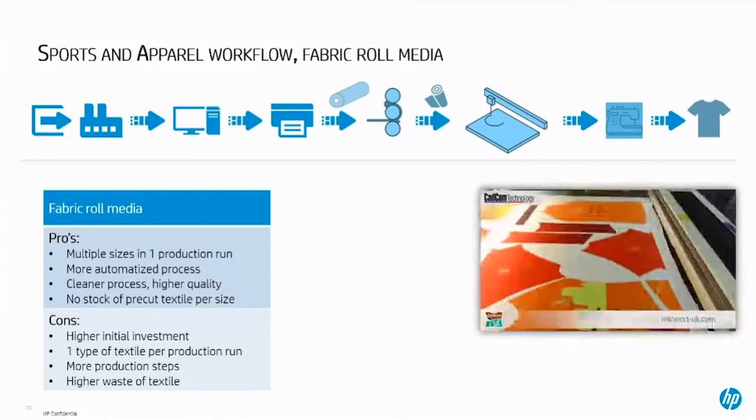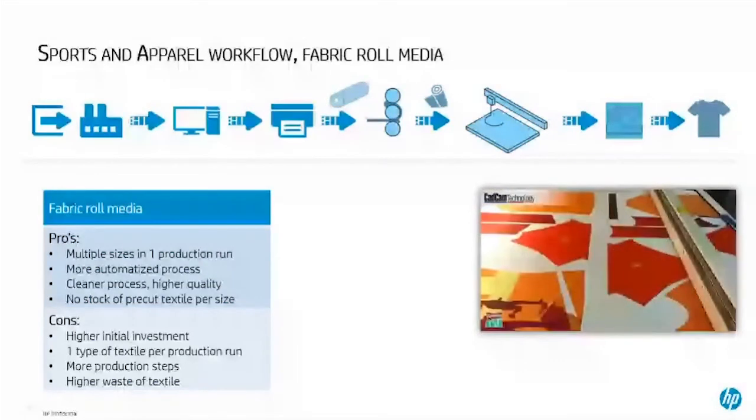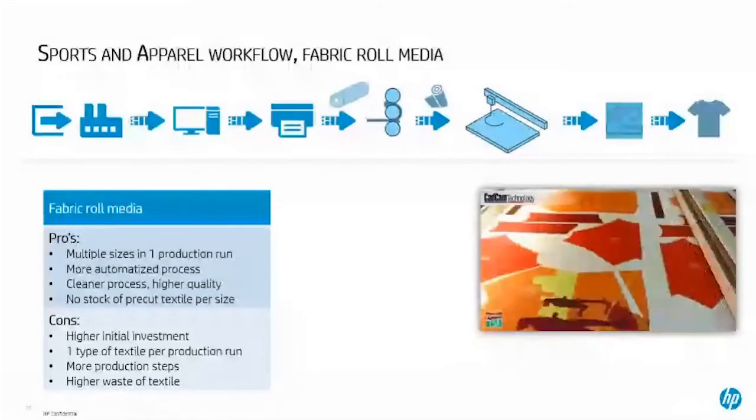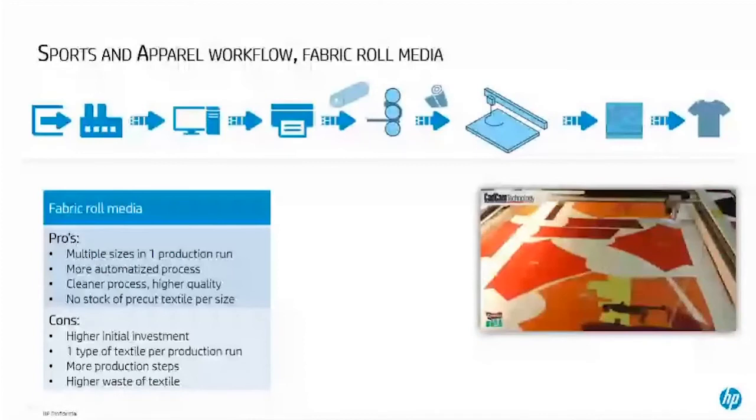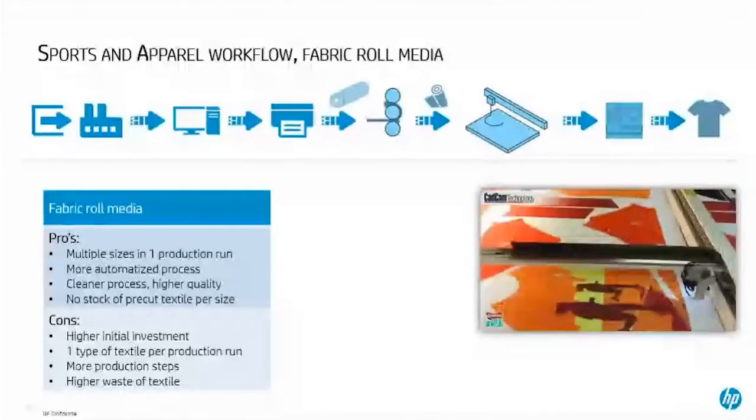What are some of the cons? Well, there's a higher initial investment. You can only use one textile per run. So let's say you had your sleeves as a different type of material, you would have to batch it and run those on a different roll. There are more production steps doing it this way, and you have a higher volume of waste because you see all the white there on the little video that we have. You have to buy all that waste.